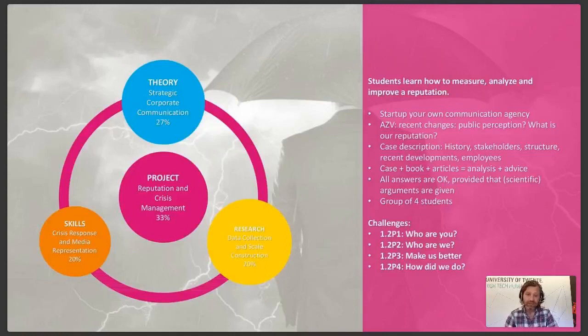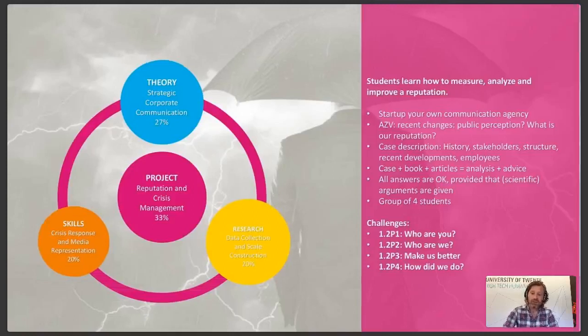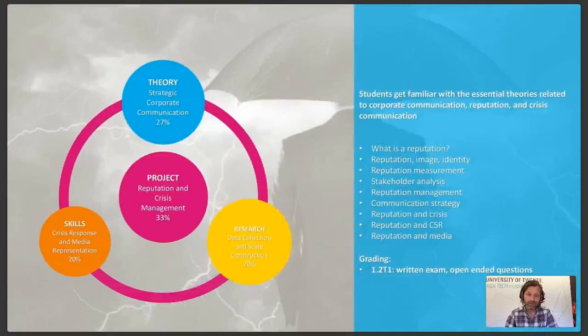So that's the project. Then the next part, to solve this project, you will get theory, and theory is related to all kinds of corporate communication related disciplines. So we will inform you about what a reputation is. How does reputation relate to image and identity? How can you measure an intangible thing like a reputation? Stakeholder analysis. With stakeholders, we mean the groups around your organization you have to pay attention to. Communication strategy. How is reputation related to something like a crisis or to corporate social responsibility? How can news media affect your reputation?